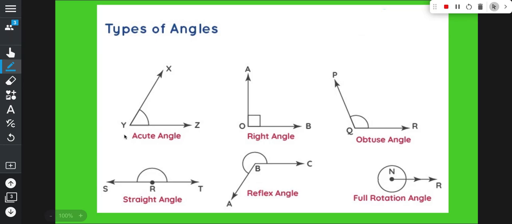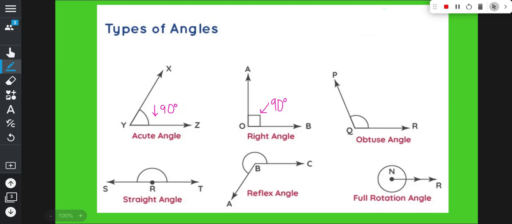The first one's acute angle. I always like to take out my cute little voice because when we hear the word cute, a lot of times it's something small and little and cute. This angle is going to be less than 90 degrees. It's such a cute little angle. The next one is our right angle. Right angle means that it is exactly 90 degrees. And again, we could call this perpendicular lines right here because they cross at 90 degrees.